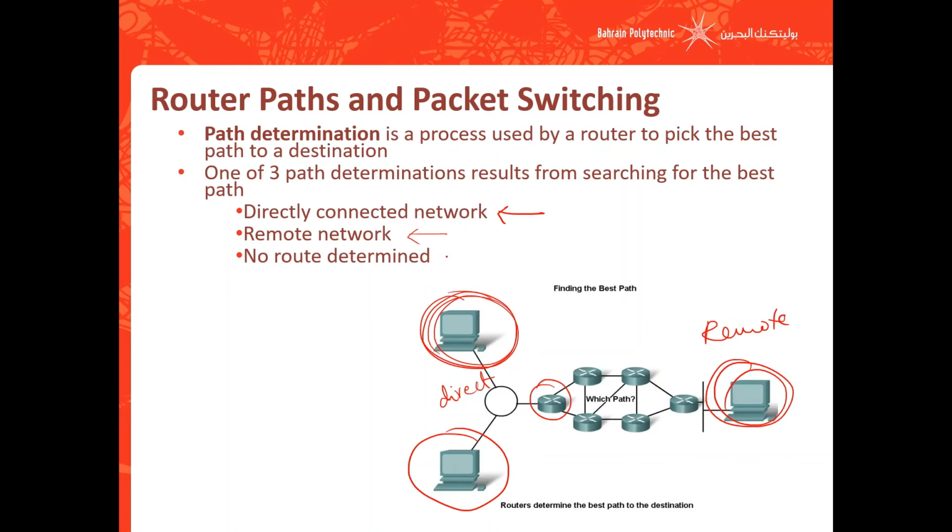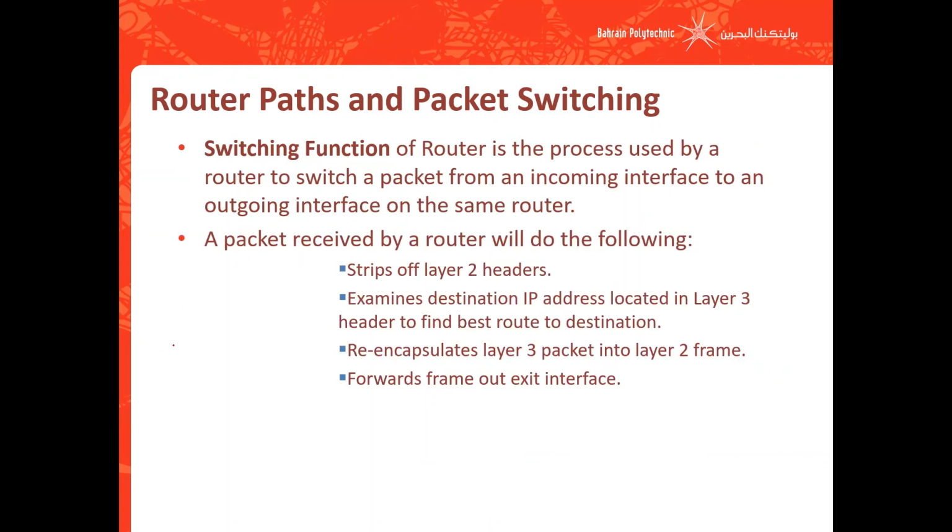So that's the second one. And the third one is no route determined, in the case when the PC is trying to communicate with an IP address that is not present, or the router doesn't know about it. That will result in a failure. Switching function of a router. So basically this is a router.